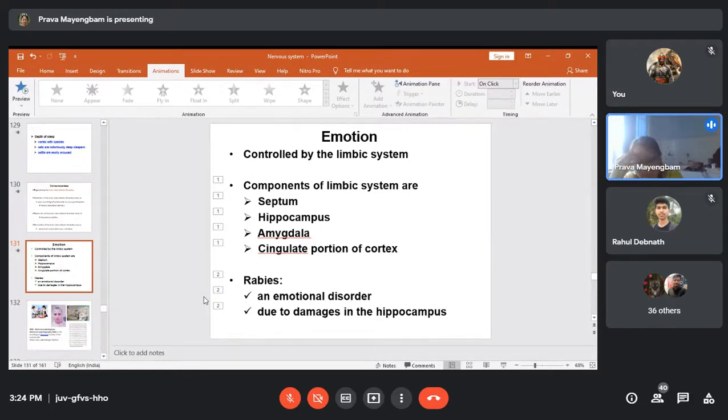It happens that, in my knowledge, a girl got a dog bite during her childhood and she started exhibiting symptoms when she was around 18 years old. Because the bite was not towards the head, it was at the leg. So it takes a long time to reach the hippocampus. It may take a very long time.